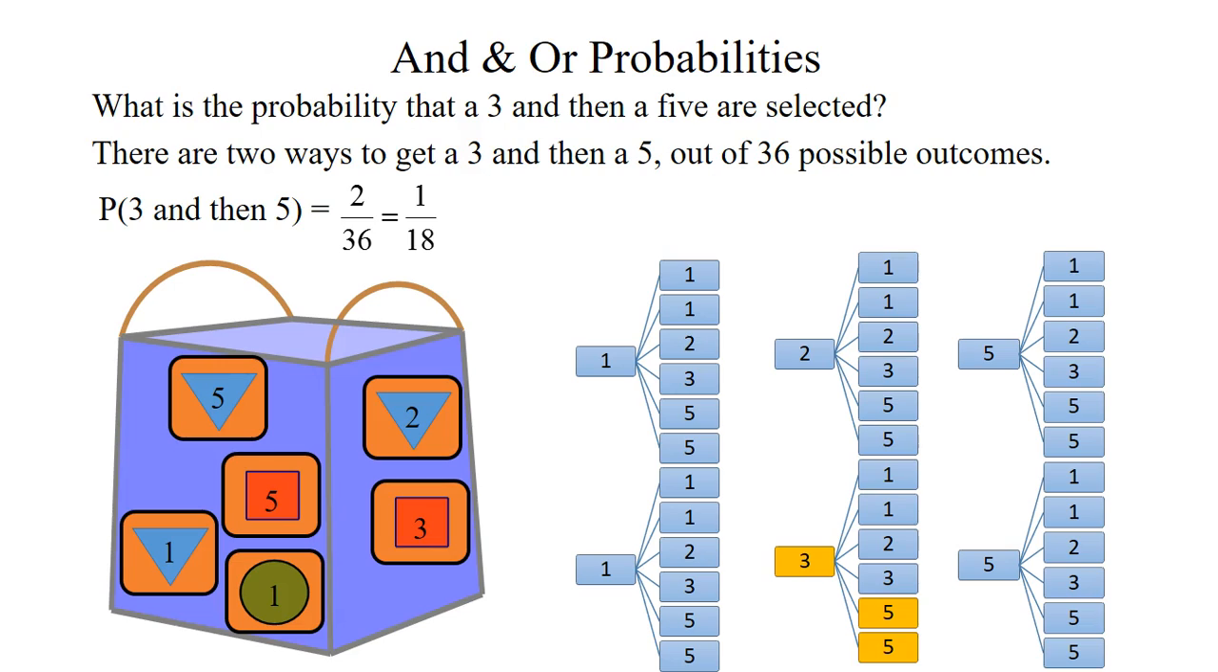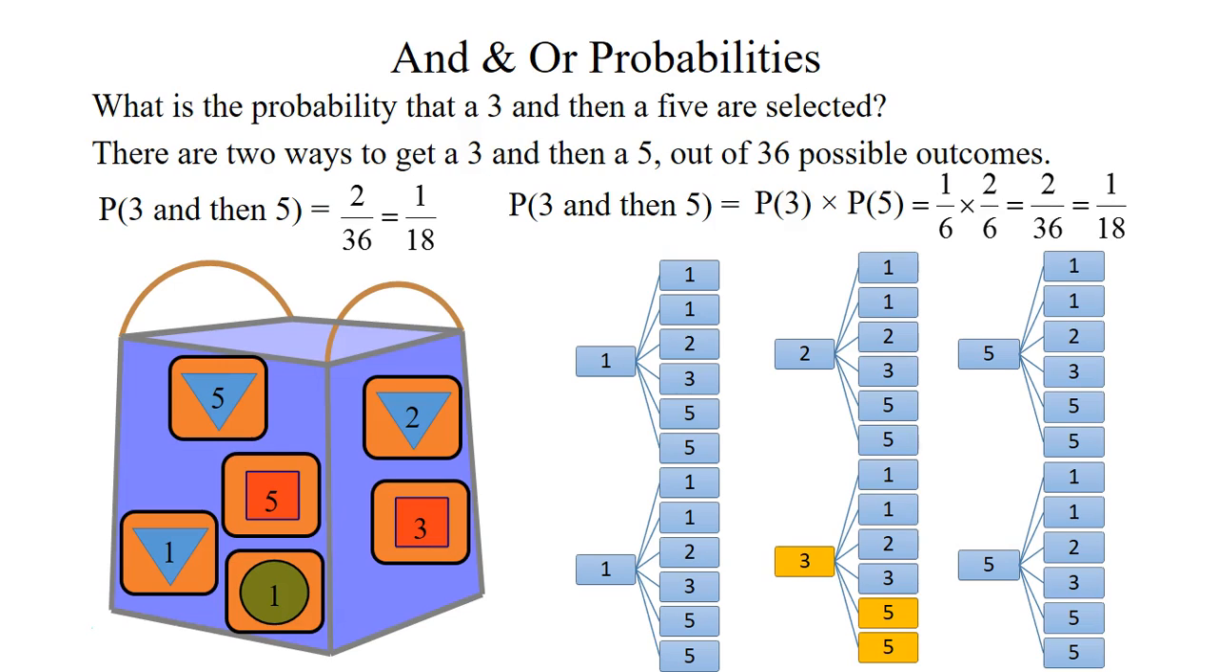We can find this an easier way by multiplying probabilities. We can multiply the probability of a 3 times the probability of a 5 and get the same solution. So the probability of a 3 on the first draw is 1/6 because there's 1 3 in the bag. Now keep in mind that we're putting the 3 back in the bag, so we still have 6 to choose from for the second draw, and this time we want a 5. And there are 2 5s. So 2/6 would be our probability of getting a 5 on the second draw. So that gives us 2 out of 36, or the 1/18th again.